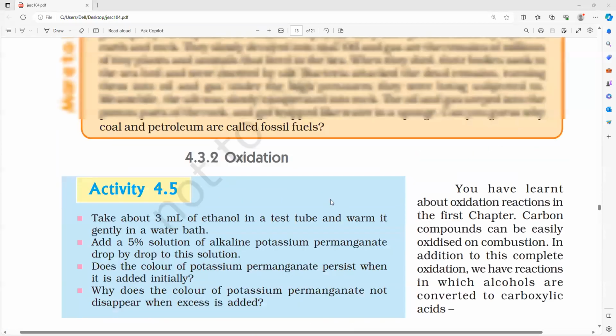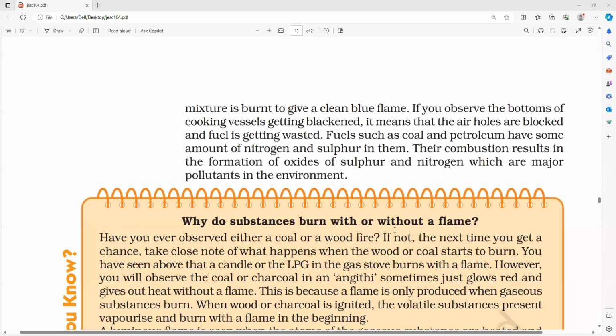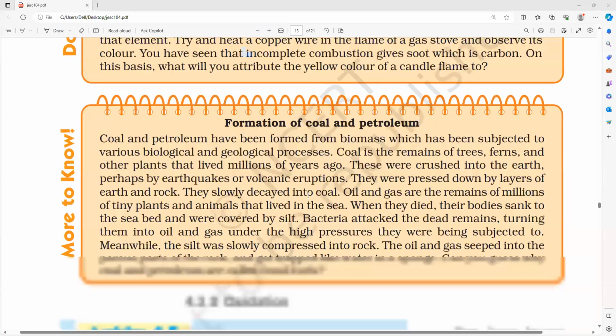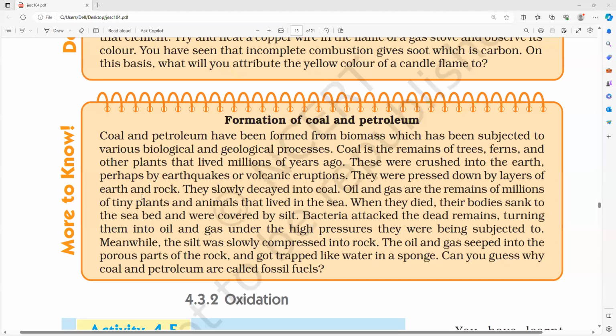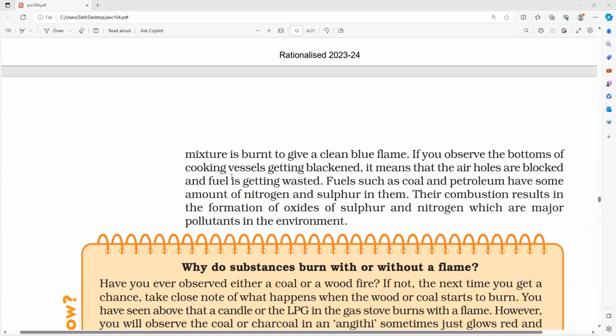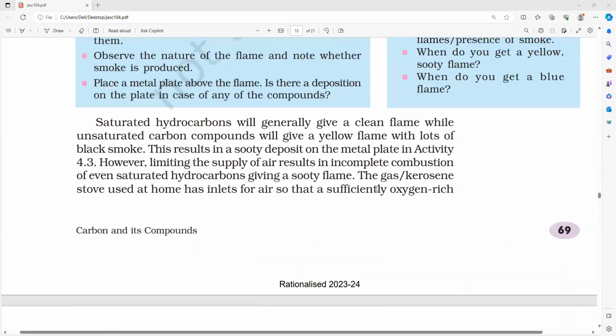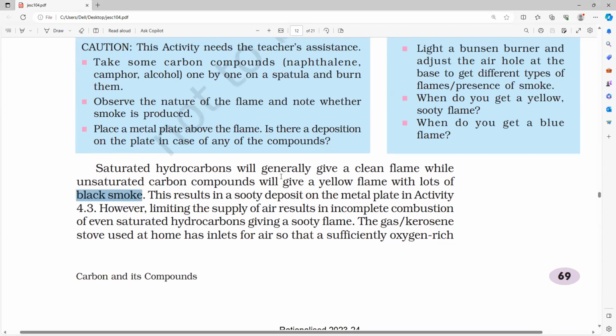And the activities also we studied: why do substances burn with or without flame? You have to learn that, and the formation of coal and petroleum. You just need to go through that. Are you clear, everybody? Please respond. So for the yellow flame, what is the main thing? Soot particles are released and it comes with black smoke. That is the most important one. And the blue flame, is it a luminous or non-luminous flame? Non-luminous flame.